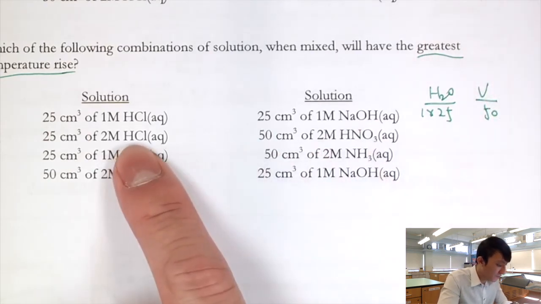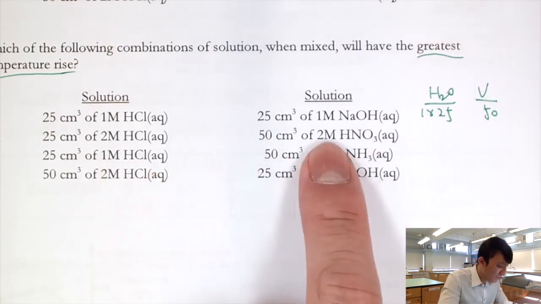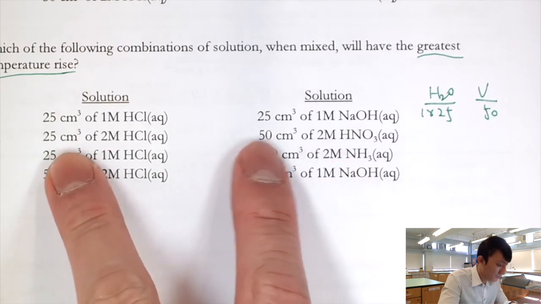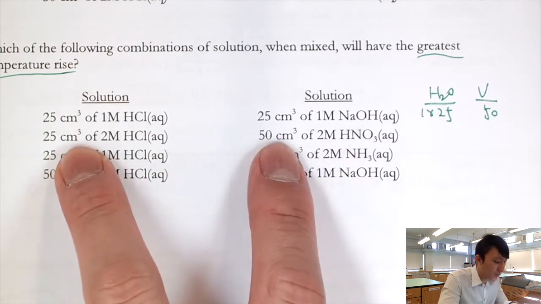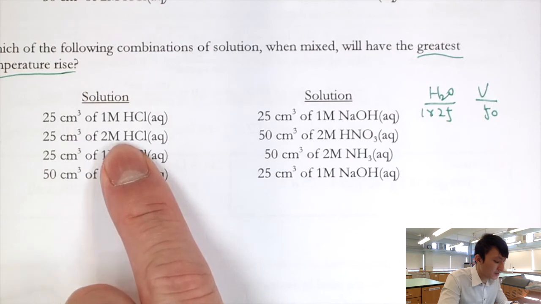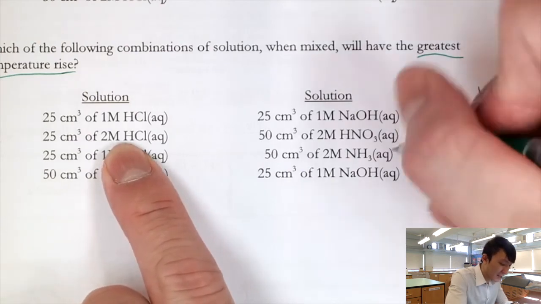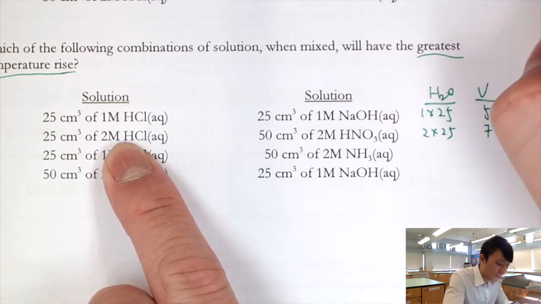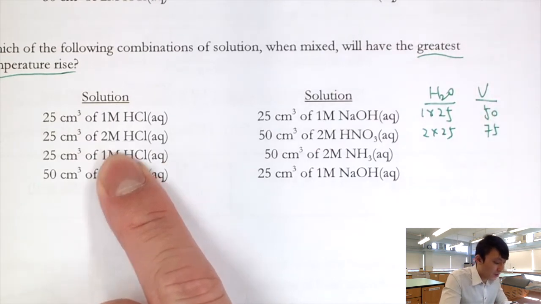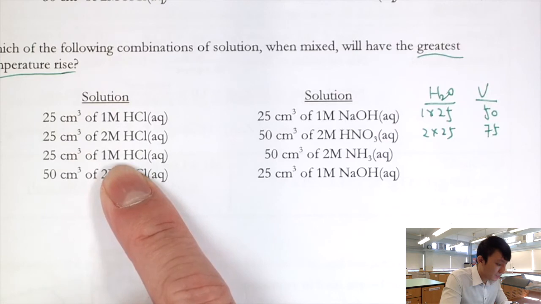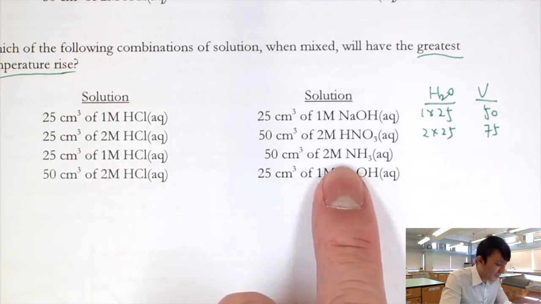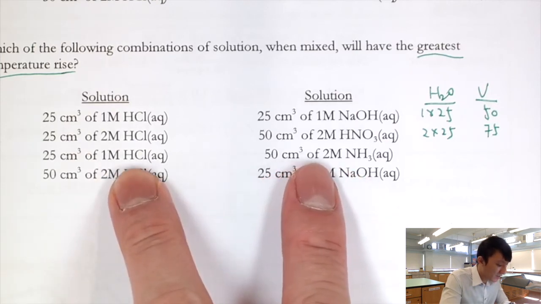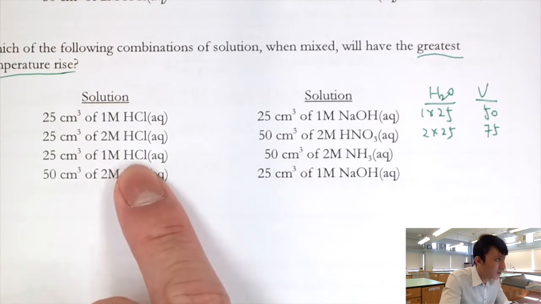Now here 2M, 2M, right? But the volumes are 25, 50. So the one that is limiting is the HCl. So it is like 2 times 25. But the total volume is 75. Okay? Now, see here. The one that is limiting is HCl, right?